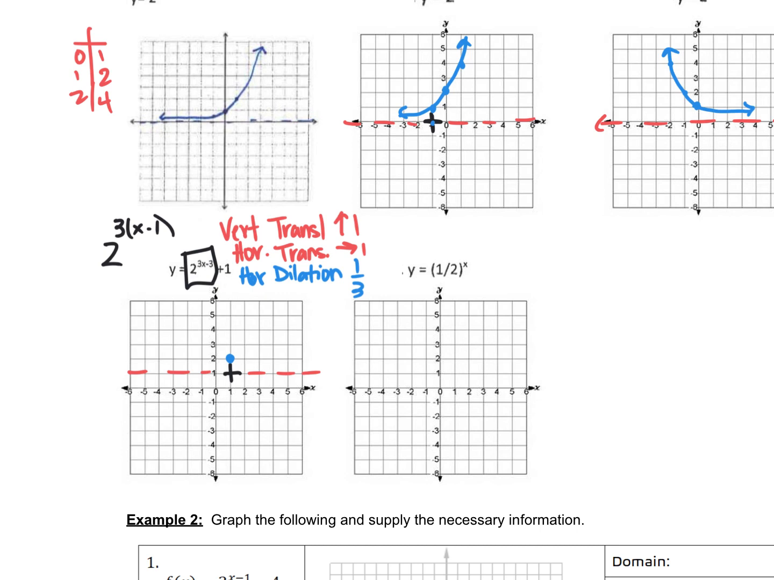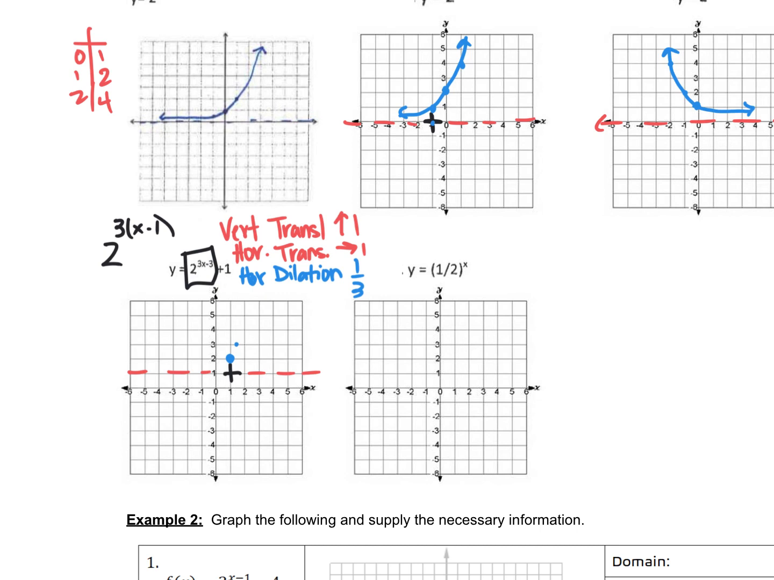Now, the next point on the original was 1, 2. So I have to take that x value and cut it by 3. So that's going to actually be just 1/3 for my x value, but my y value would still be 2. And that's hard to graph. He's not going to move very much. So from my other point, I go over just a smidge, but I still go up 2.